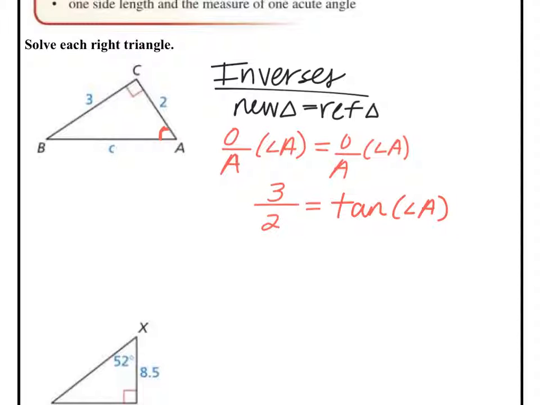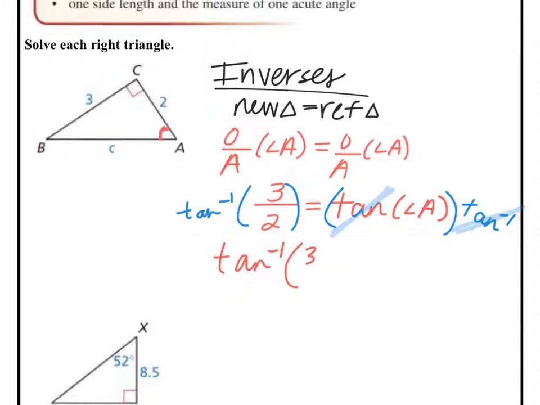In order to get angle A by itself, you have to do what to both sides? What's the opposite of tangent? Tangent inverse. So on both sides, you're going to do the tangent inverse. And just like when you solve a normal equation, these two things, tangent inverse and tangent, cancel out, which means they're no longer there. So all you'll have left is the tangent inverse of 3 over 2 is equal to angle A. So you go to your calculator and type in tangent inverse of 3/2, and you should get your missing angle A.